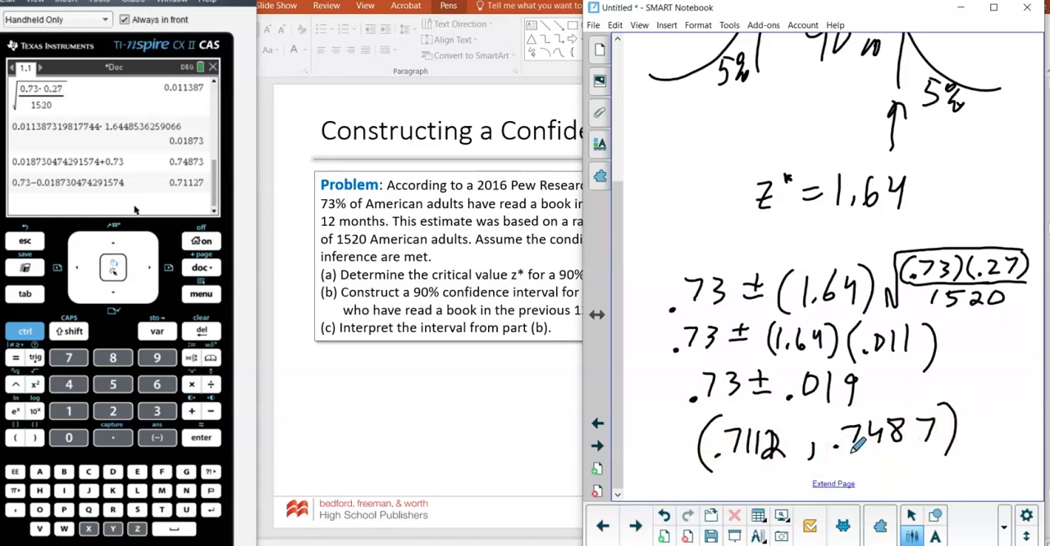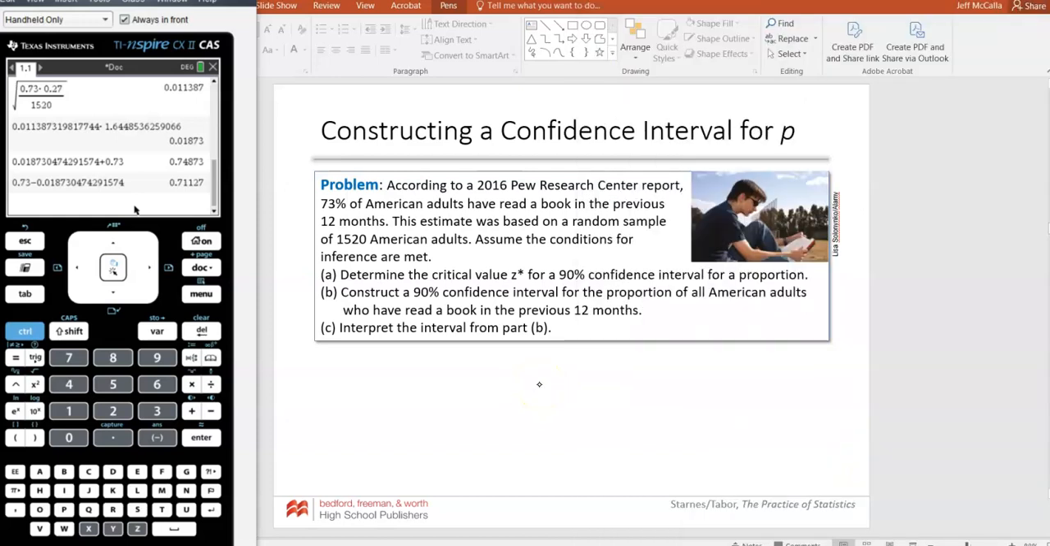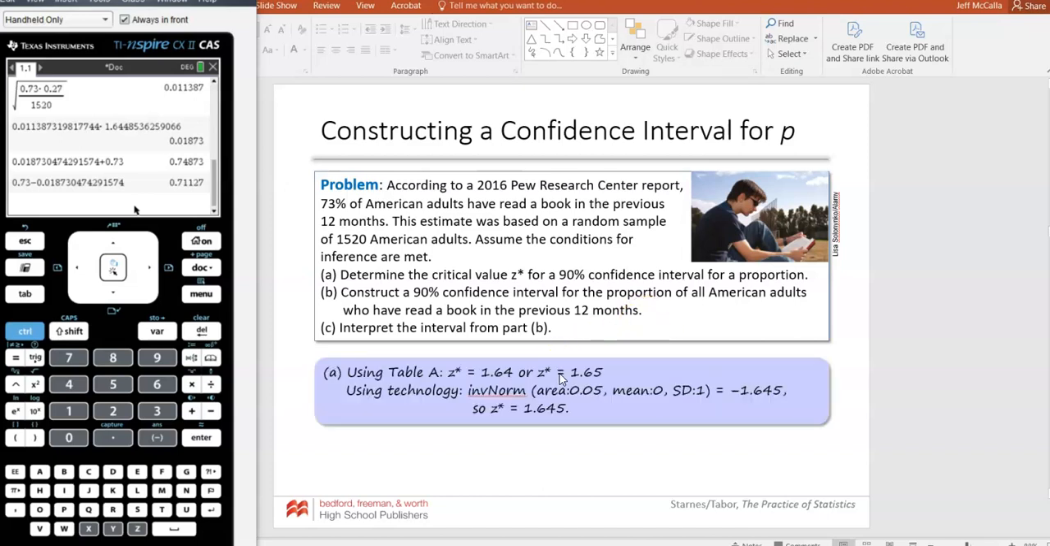So interpret the interval. I am 90% confident that the interval from 71.1% to 74.9% contains the true proportion of American adults who have read a book in the last 12 months. So that's how we roll with that, and let's see what they did, if they did anything different.